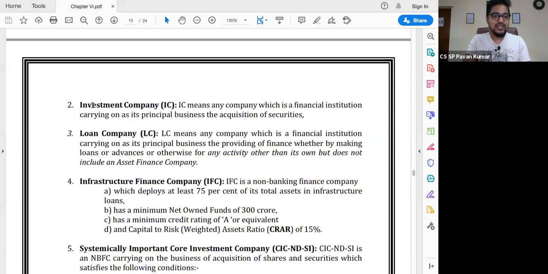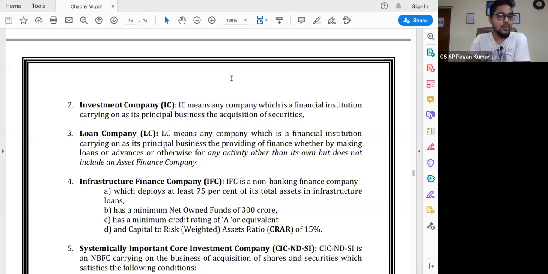Going to the next one, investment companies. Here the main business of these investment companies is to invest in the securities of some other company. The main purpose itself is to invest in the securities of other companies. So these are all investment companies.